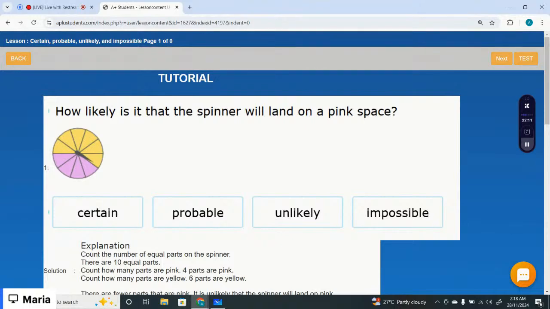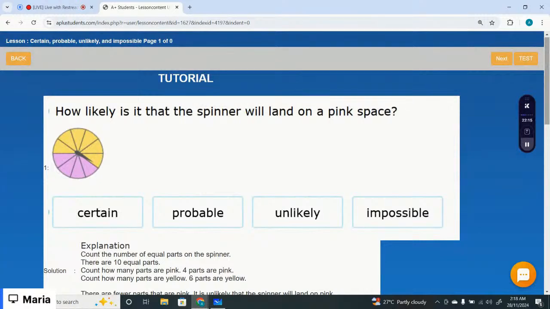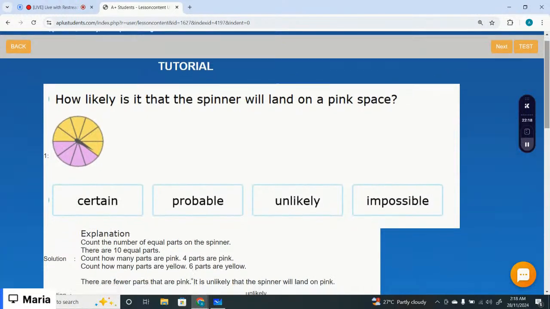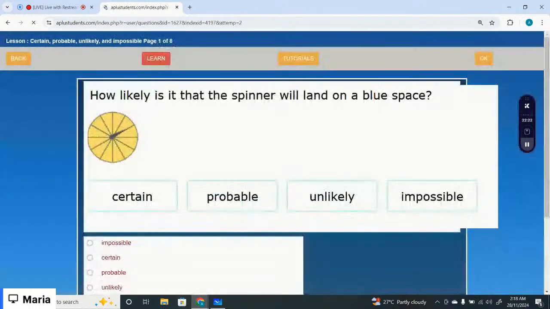How likely is it that the spinner will land on a pink space? How likely is it that the spinner will land on a blue space?